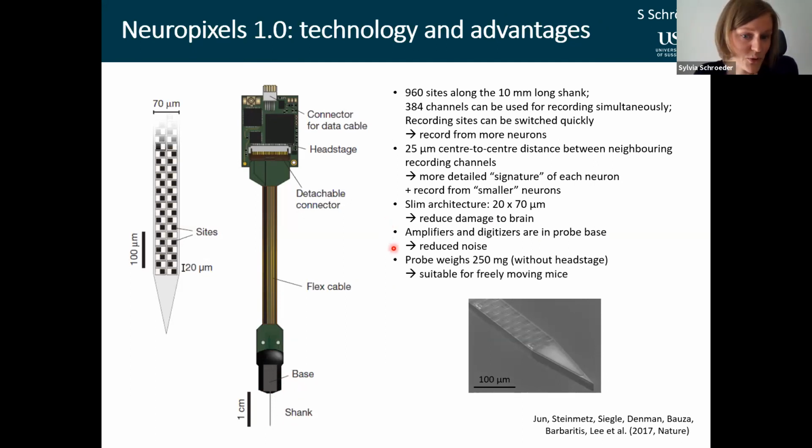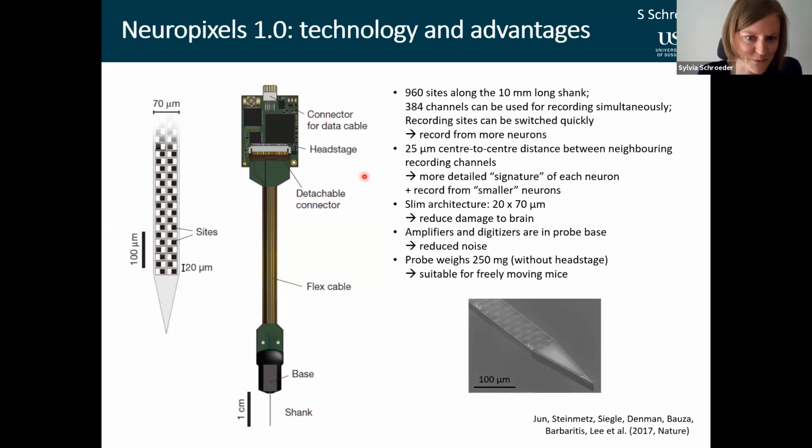And the probe is constructed so that it only weighs, the probe itself without the head stage, I have to say, 250 milligram. So it's very suitable for even freely moving mice, where you would implant the probe on the head, so the mouse has to carry it all the time, basically. Only during the recording you would add the head stage and then the cable and would record the data.